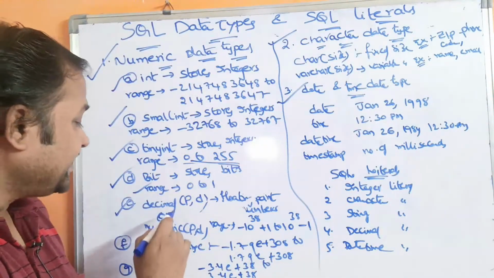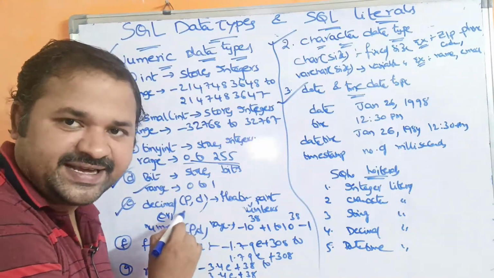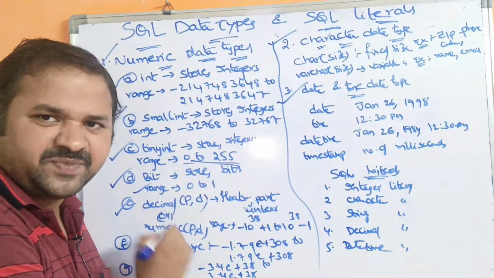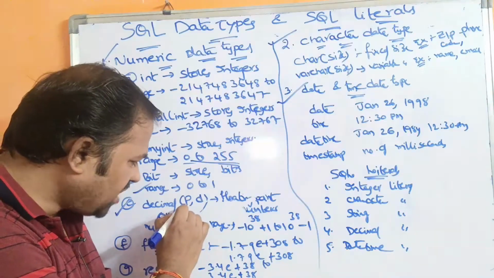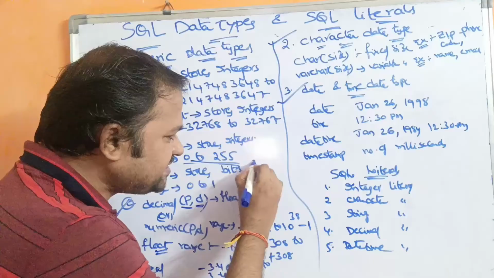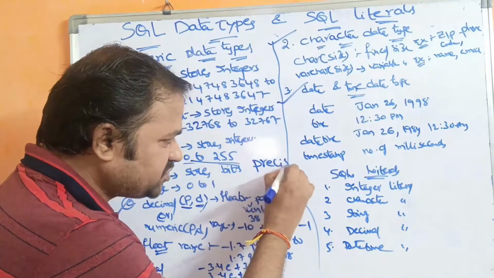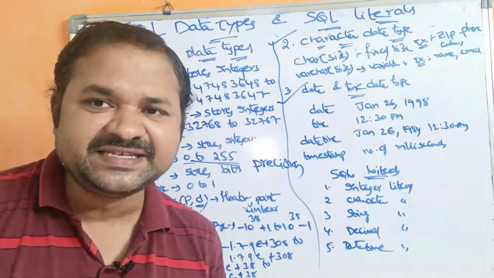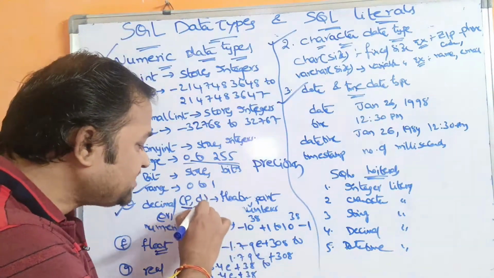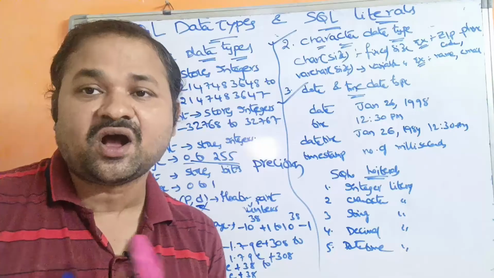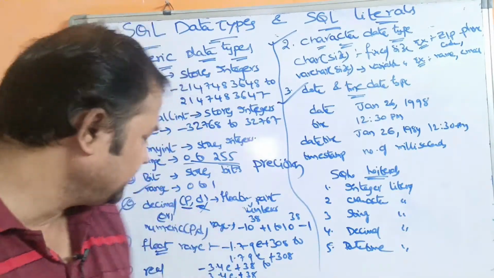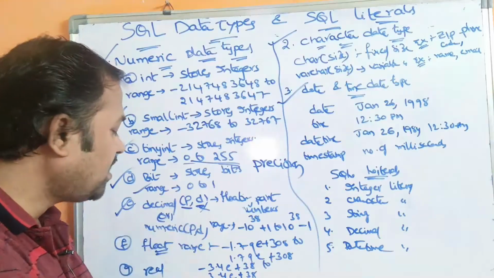Next one is decimal or numeric. Decimal or numeric accepts two parameters. Decimal and numeric are both the same. The first argument is P, the second argument is D. Here P stands for precision. Precision means how many digits we want to store. And D stands for the number of digits after the decimal point. If we want to store floating point numbers, then we can go for either decimal or numeric.